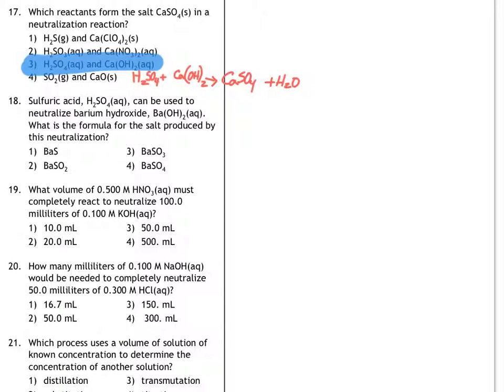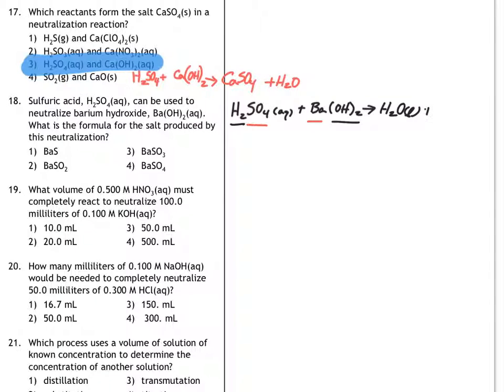In number 18, we're going to be asked to do the exact same strategy, but this time we're going to be moving forward. So in this case, we have sulfuric acid reacting with barium hydroxide. So we all know that it's going to produce water as one of the products, which is going to take care of the OHs from the barium hydroxide and the H's from the sulfuric acid. What this is not taking care of so far is the sulfates and the bariums, and that is what is going to make my salt.